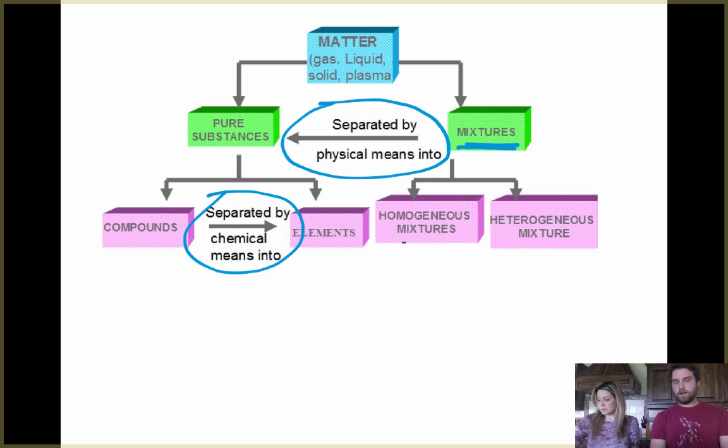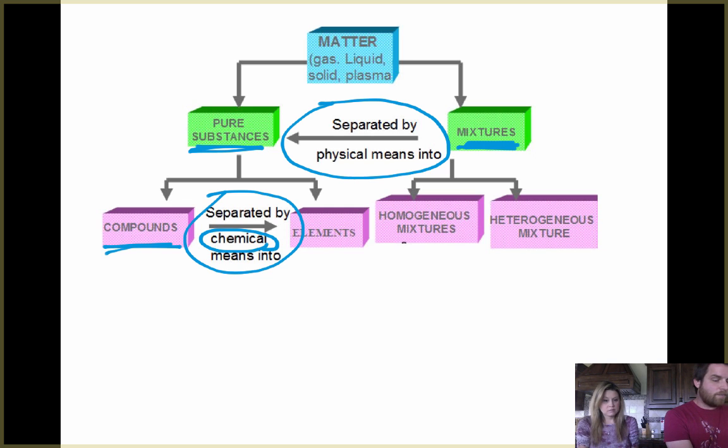Right, and then the vitamin water that got my hand all sticky, we can separate the water from the other stuff by boiling the water off, so evaporating the water. So mixtures can be separated by physical means. Pure substances, though, can only be separated by chemical means. And really only compounds can be separated by chemical means, back into their individual elements.